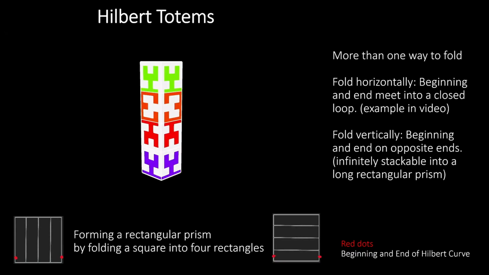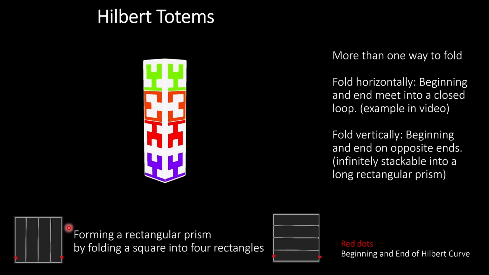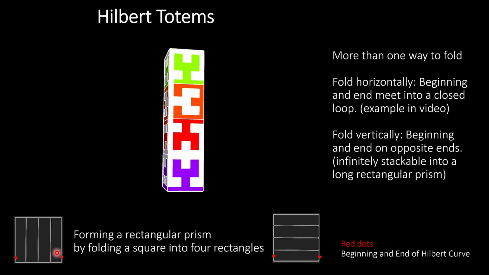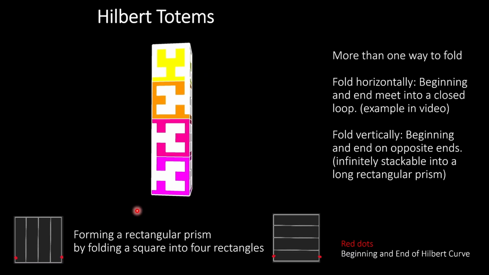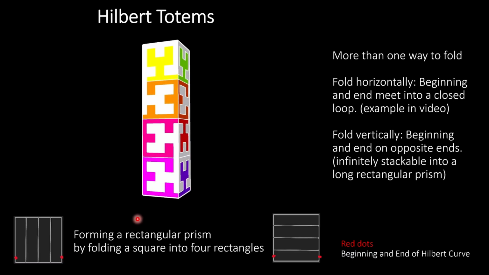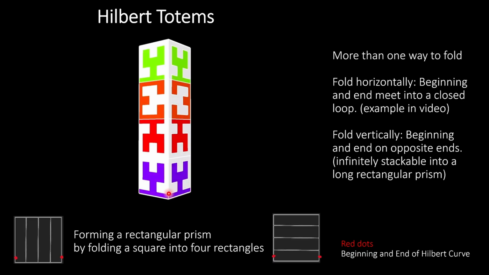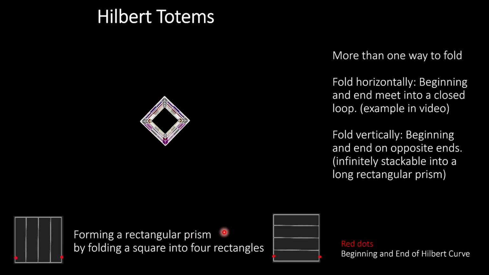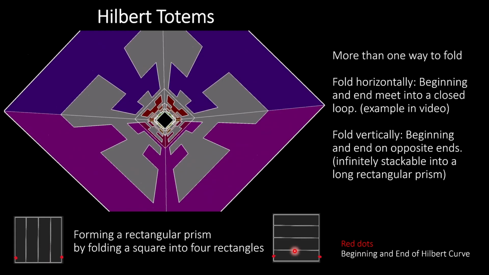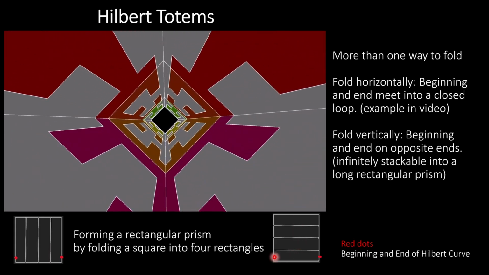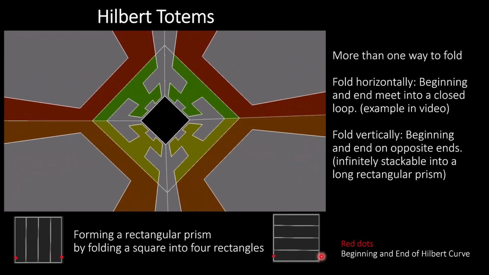Hilbert totems. There are multiple ways to fold a Hilbert curve to a rectangular prism. On the bottom here we have two squares, folded horizontally or vertically. When folded horizontally, such as in this video, the beginning and end will meet back onto themselves and loop, which you can see here, the purple sections connect. You can also fold it vertically, in which case the beginning and end are on opposite sides.